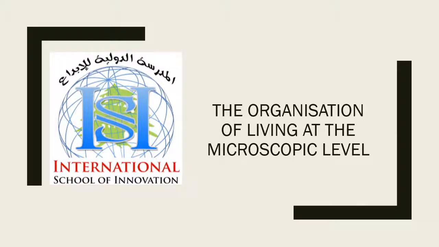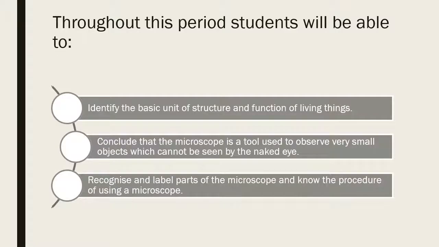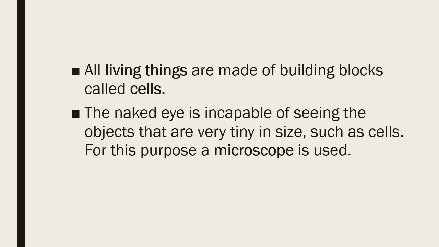Hello, grade six. This is your first science summary, and it's about the organization of living things at the microscopic level. Throughout this period, students will be able to identify the basic unit of structure and function of living things, conclude that the microscope is a tool used to observe very small objects which cannot be seen with the naked eye, and recognize and label parts of the microscope and know the procedure of using a microscope.